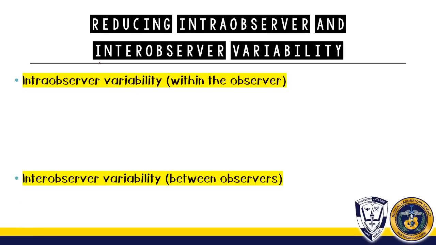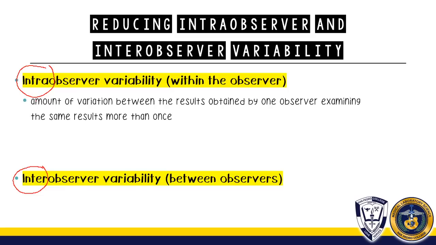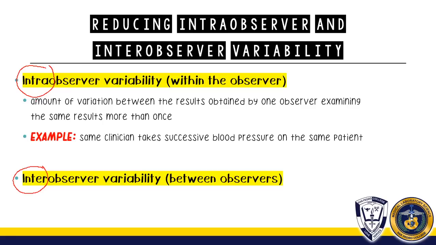Next is reducing intra-observer and inter-observer variability. So please be careful. Ang isa is intra, ang isa is inter. So when we say intra, that is within the observer. When we say inter, that is between observers. So start with your intra-observer. This is the amount of variation between the results obtained by one observer examining the same results more than once. So to give you an example, some clinician takes successive blood pressure on the same patient.